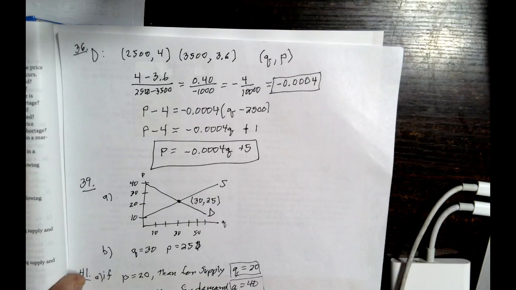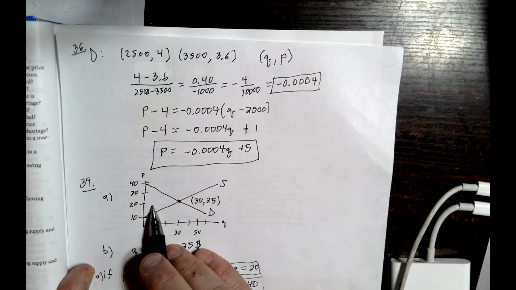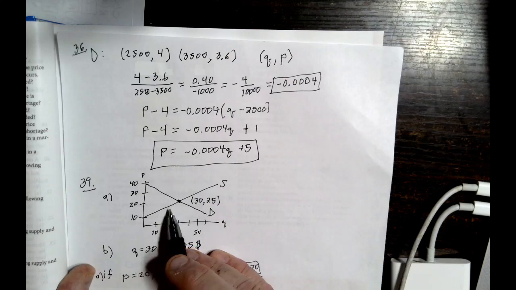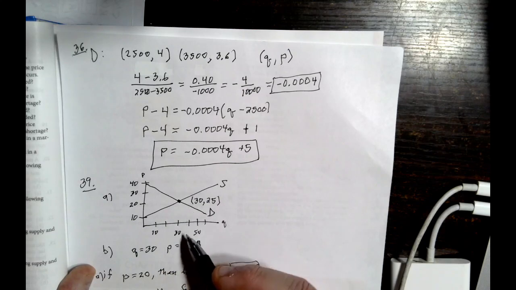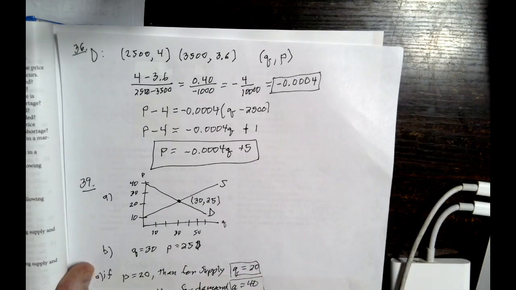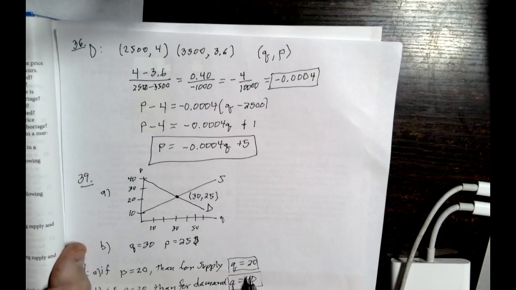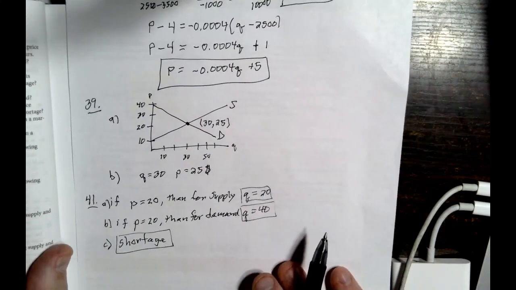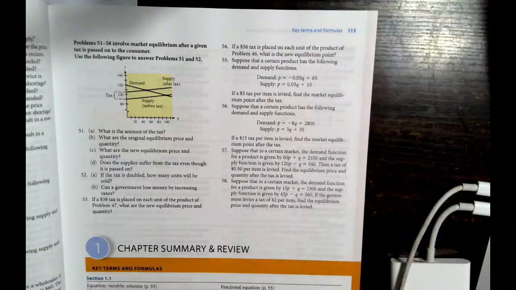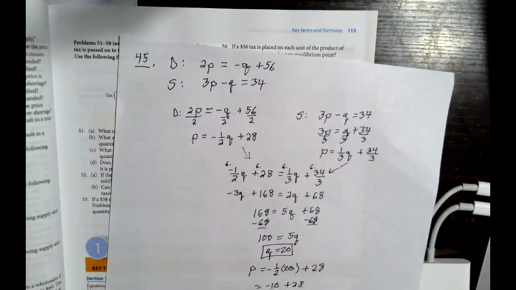41 says that the price is 20. What quantity is supplied? When the price is 20, you get the supply here of 20, and you get a demand here of 40. And so if you have 40 that want to be bought and you have supplied only 20, you're going to have a shortage. Okay, 45.